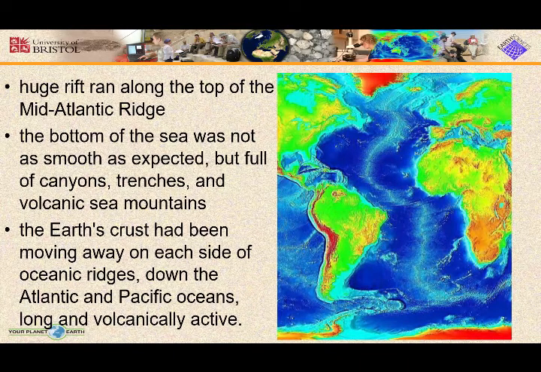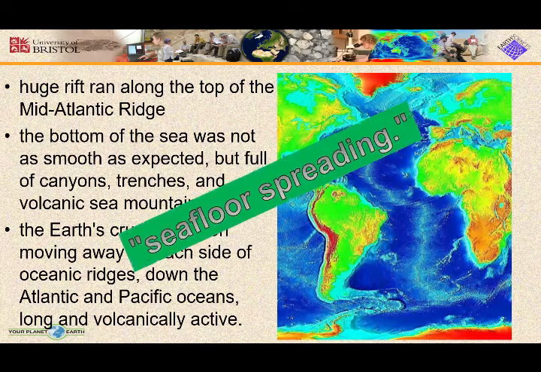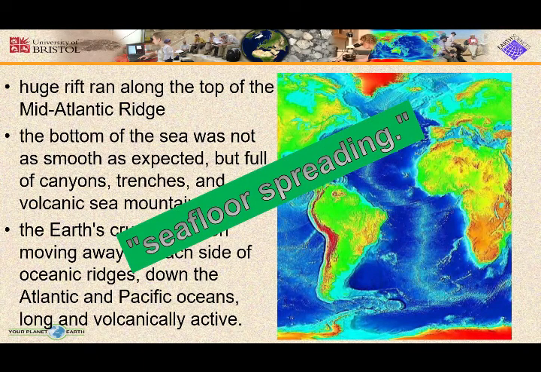He published his theory in History of Ocean Basins, and it came to be called seafloor spreading. In the early 1960s, dating of ocean core samples showed that the ocean floor was younger at the mid-Atlantic ridge, but progressively older in either direction, confirming the reality of seafloor spreading.